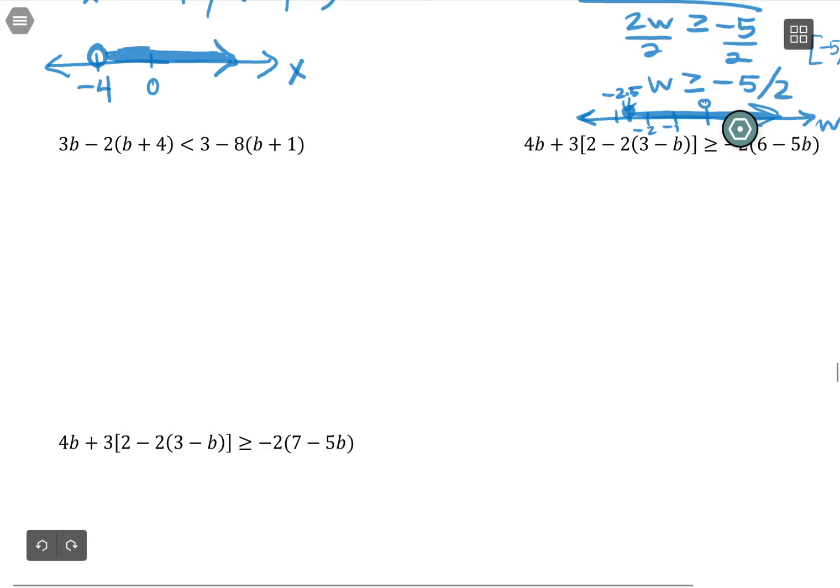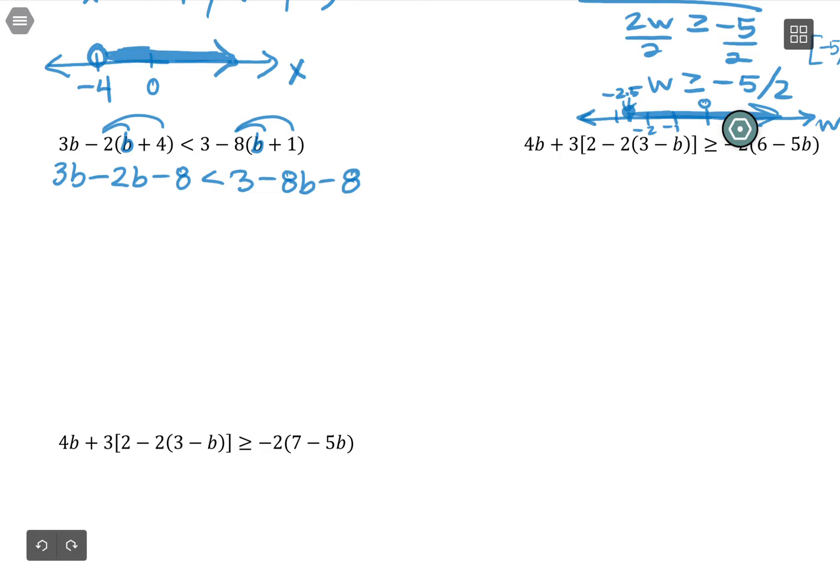Okay, so I have b's on both sides, so I'm going to go ahead and try and free them from parentheses. I'll distribute that -2. I get 3b minus 2b minus 8 is less than 3 minus 8b minus 8. And then I can combine some like terms. So I get b minus 8 is less than 3 minus 8, -5 minus 8b.